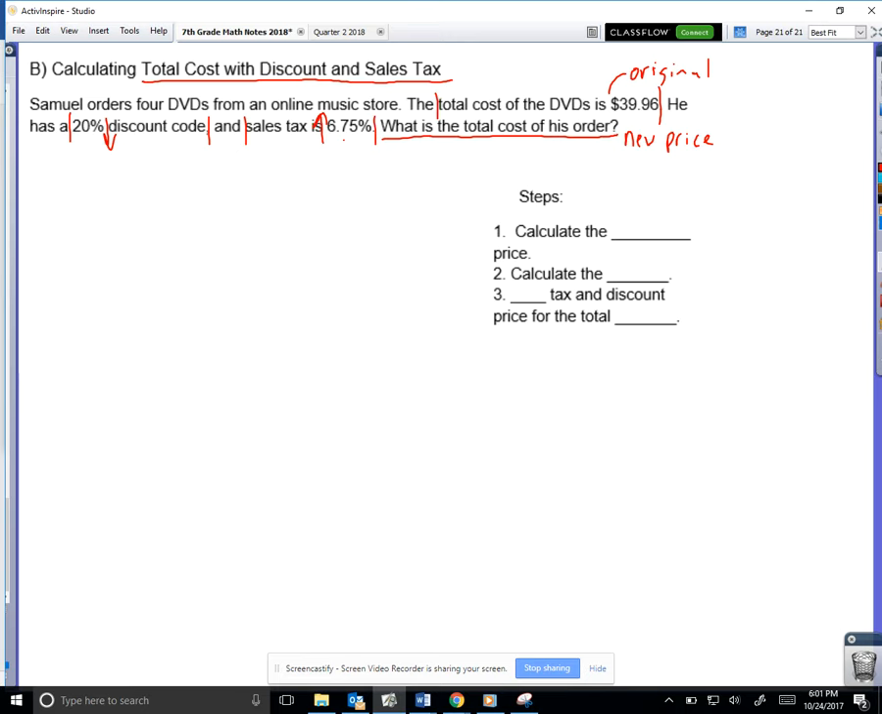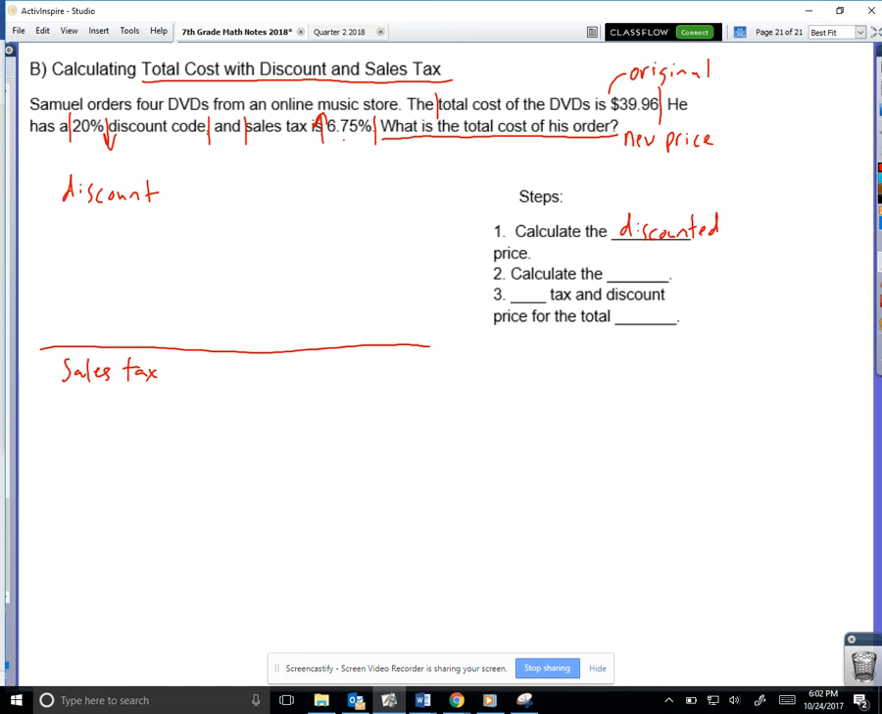So what we're going to do is calculate the discount. I'm going to put this right here. We're going to go through the steps to calculate the discount price. And I'm going to draw a line right here. And then after that, we're going to calculate the sales tax and put that on there. So here's how it's going to make this work. Number one, calculate the discounted price.